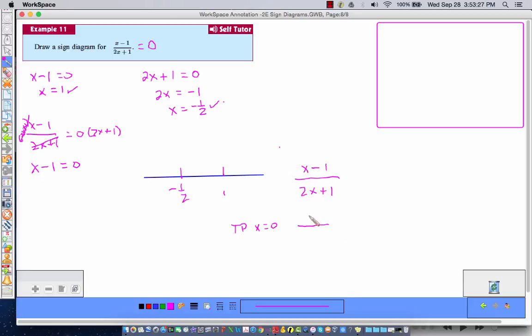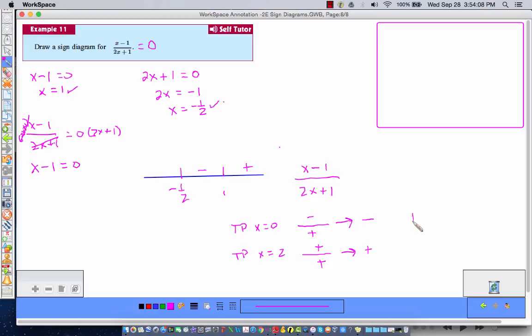If I have 0 minus 1, that is a negative in the numerator. And if I have 2 times 0 is 0 plus 1, that is a positive in the denominator. That indicates that the function will be negative on this interval. This is where 0 resides, between negative 1/2 and 1. And when I used that test point, it was negative. Okay. What about a test point of x equals 2? That's over here to the right of 1. So I'll use the same strategy. 2 minus 1 is positive. And 2 times 2 plus 1 is positive, and a positive over a positive is a positive.